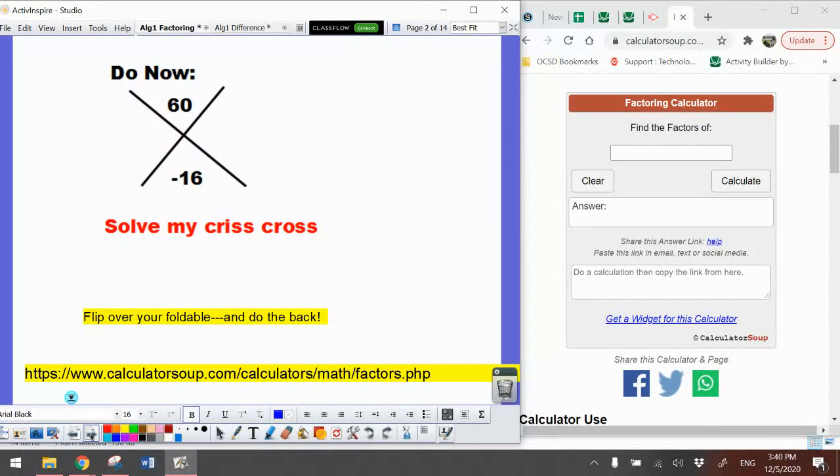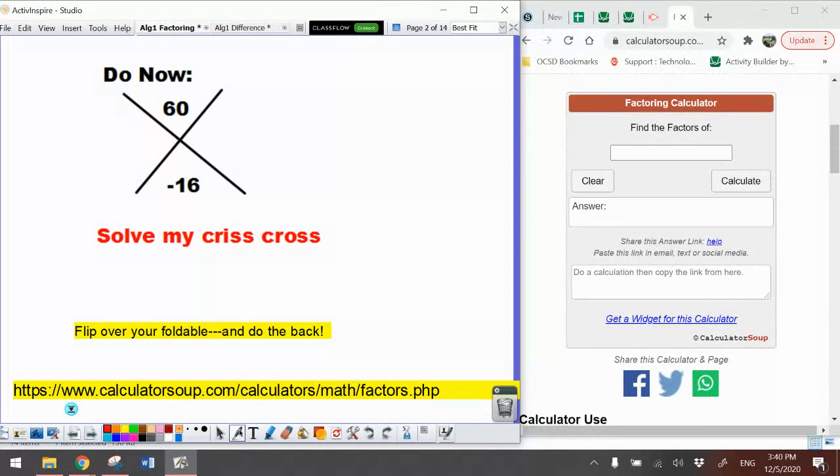So let's start with finding the factors of 60. We're going to start with a little bit of a game where we need the factors of 60 and we're going to fill in this crisscross. The way this crisscross works is the factors of 60 need to multiply to give me 60 and they need to add to give me negative 16. Multiply to give me the top number, add to give me the bottom number.